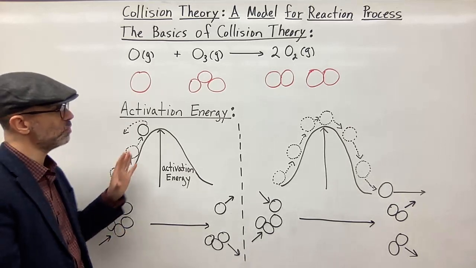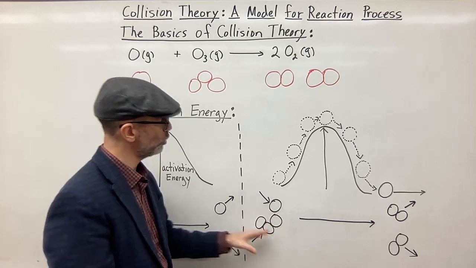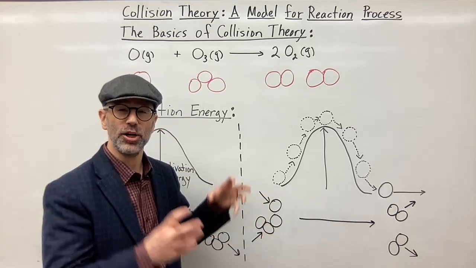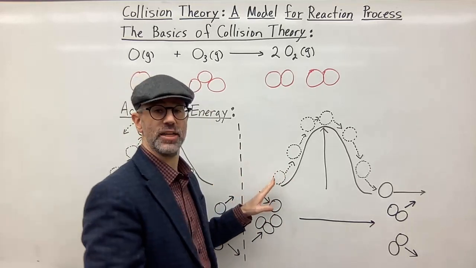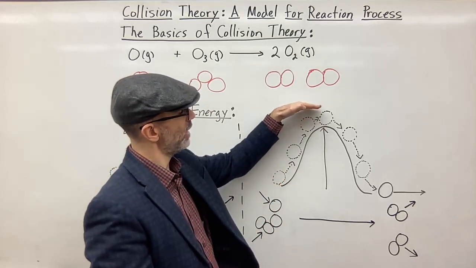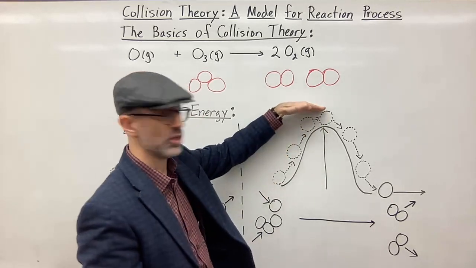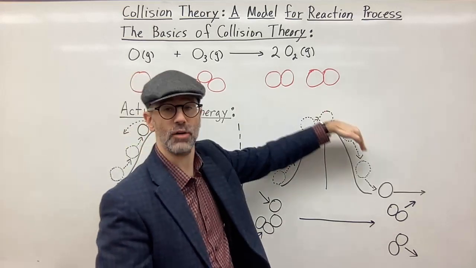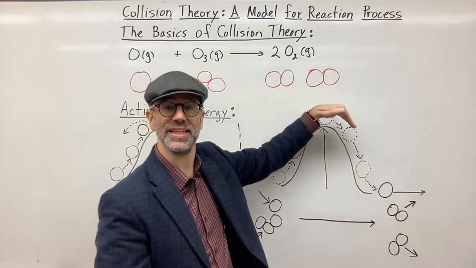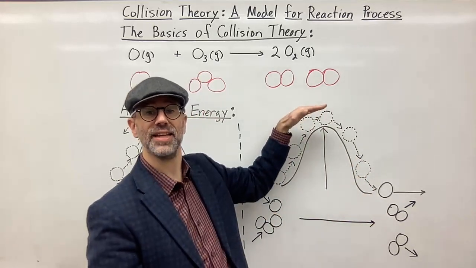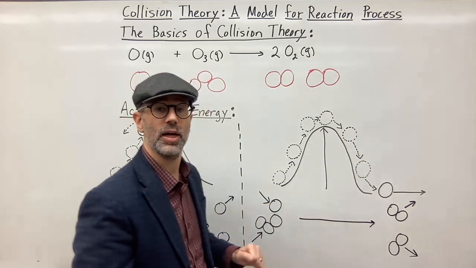Okay, but if these reactants have enough energy when they collide, then it's like the ball that has enough energy to go to the top and overcome the activation energy. Now it's able to roll down the hill on its own, right? So no more energy is needed. No more energy is needed to supply. At this point, it'll just roll down the hill.